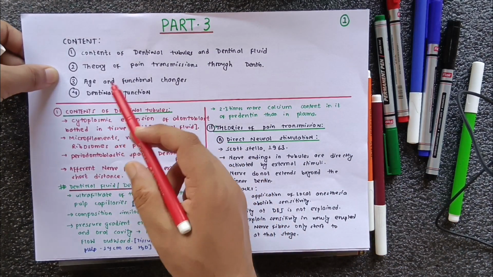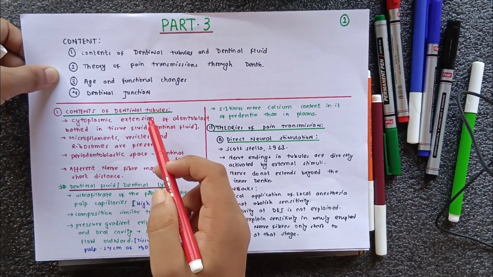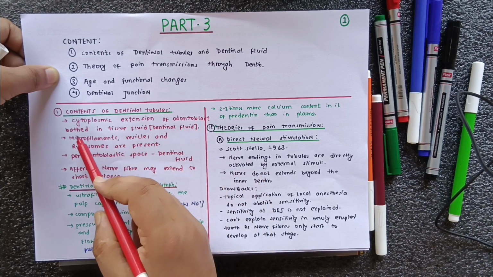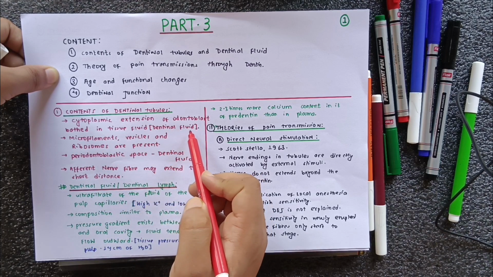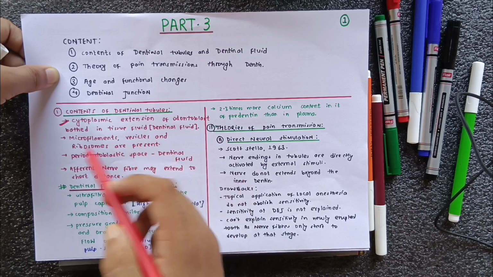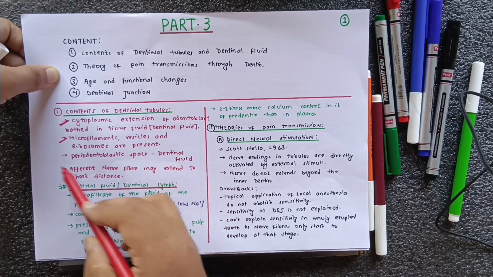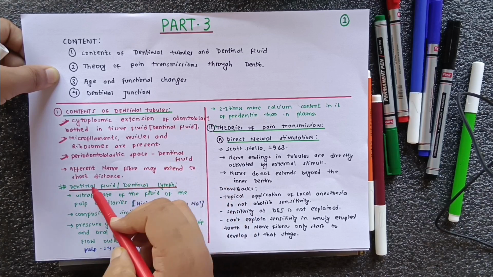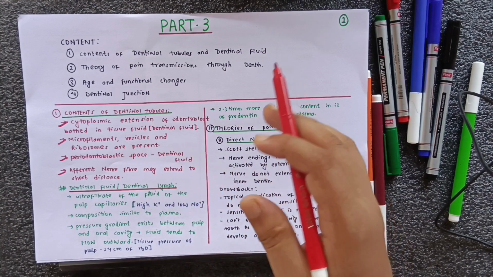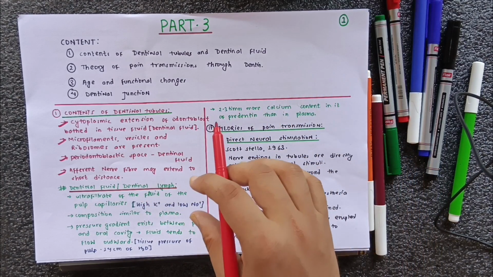So our first topic is the contents of dentinal tubules and the dentinal fluid. The cytoplasmic extension of the odontoblast bathed in a tissue fluid, that is the dentinal fluid. Similarly, microfilaments, vesicles and ribosomes are present in the dentinal tubules, and the periodontoblastic space contains the dentinal fluid. Efferent nerve fibers may extend a short distance. I will simplify all these 4 points, as they include all the important things to be studied in this topic.